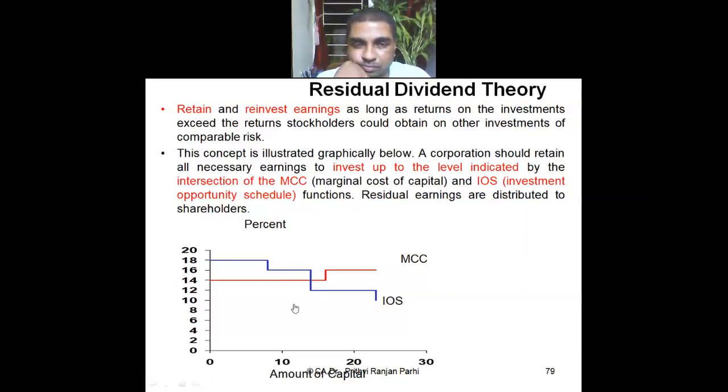Sir, how can it reduce? It should increase. You see, the firm has a capacity to make investment. That means up to that point, the firm can use that money profitably. Beyond that, it cannot use it profitably.